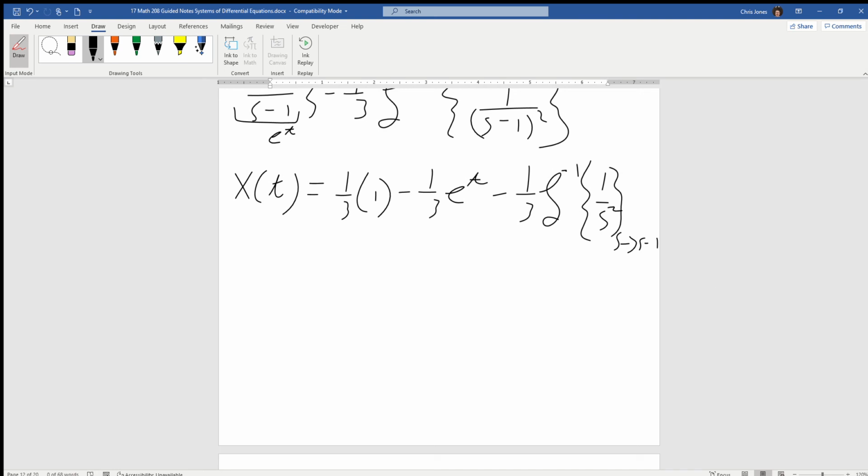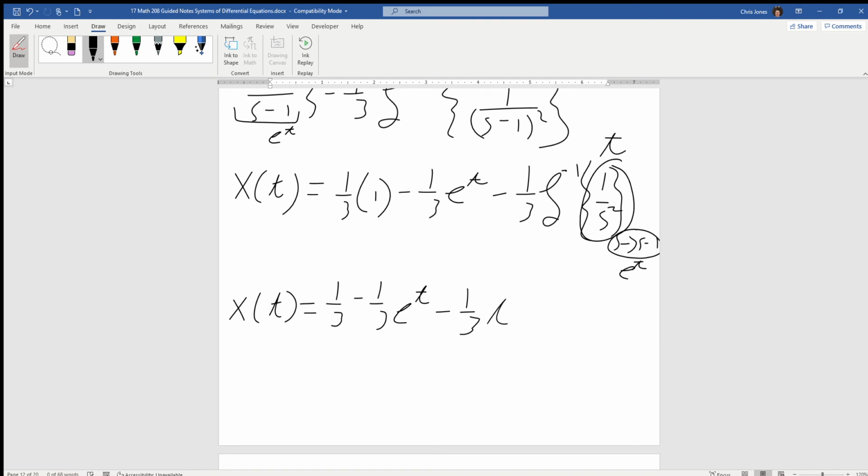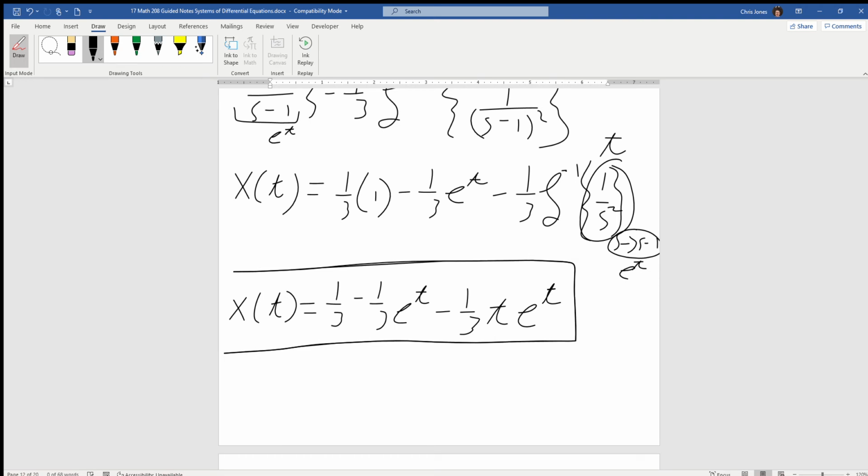The good news is 1 over s squared is one that's right in the table, and then we know what happens as s approaches s minus 1. That just becomes an e to the t by that first translation theorem. So mercifully, we get our x of t, and x of t is going to be 1/3 minus 1/3 e to the t minus 1/3. 1 over s squared is just t, and then we have the e to the t. So let's hold on to that. We're done with that.